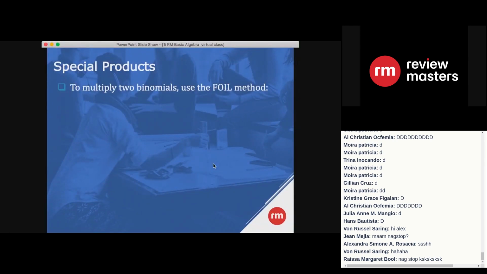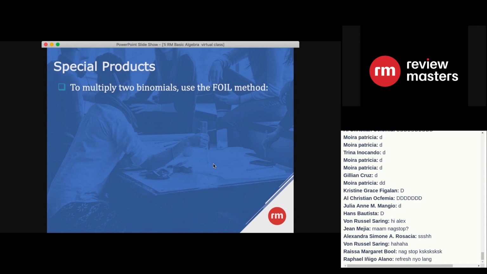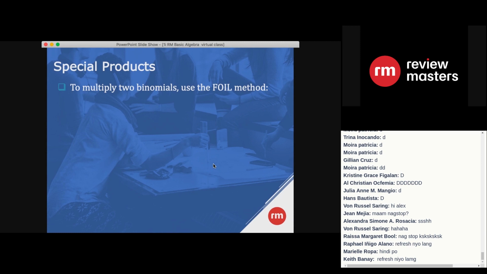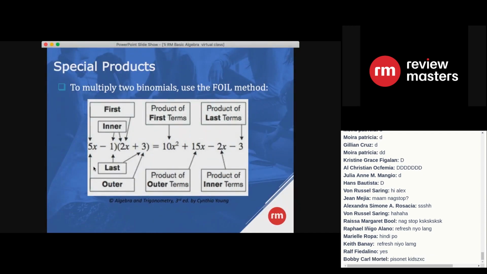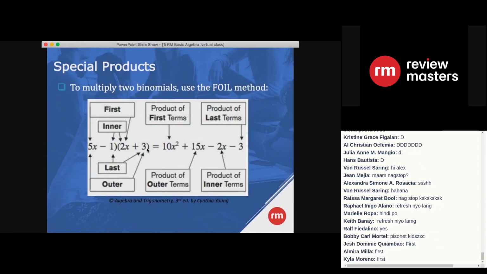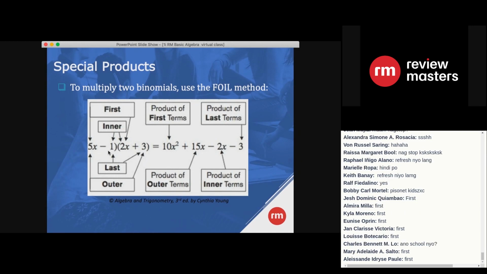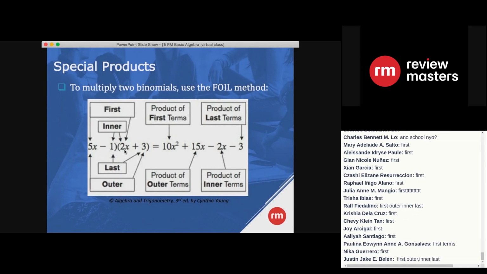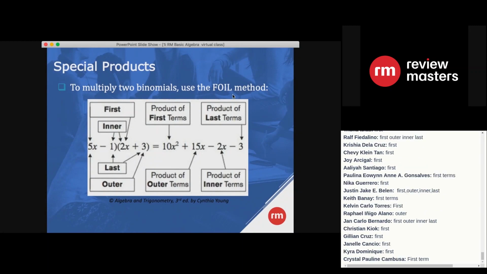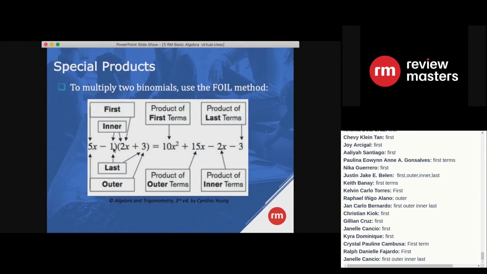Special products. To multiply two binomials, use the FOIL method. Ano ba yung FOIL method? Ano yung F sa FOIL? First terms. Here, first terms, so yung 5x at 2x, yun yung first terms. O is outer. So ano yung outer terms nyo? 5x and 3. Okay? I is inner, yung nasa loob. That would be negative 1 and 2x. And L for the FOIL would be the last term. So ano yung last terms natin?